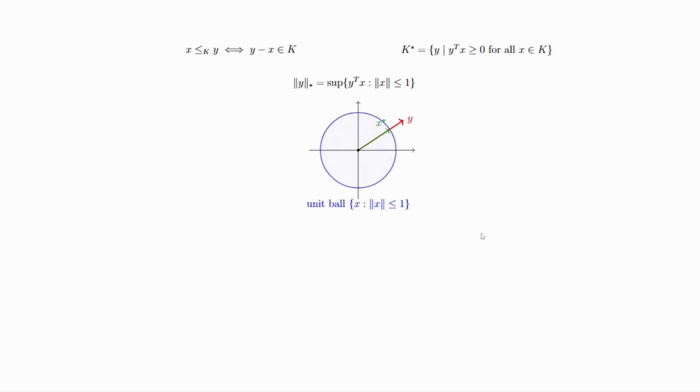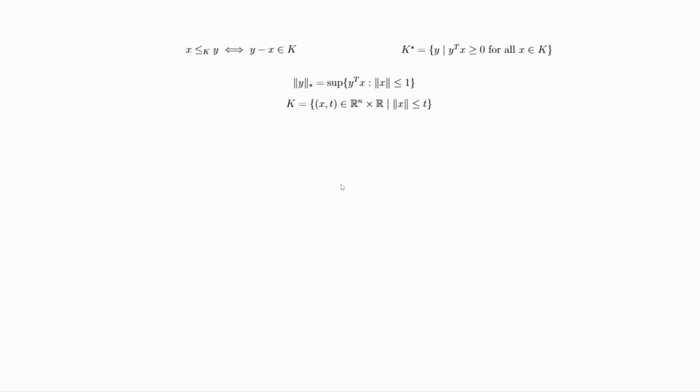So we can see here for L2, the unit ball is simply a circle. So this represents the maximum value of y transpose x over all x in the norm ball. So this is a nice geometric interpretation. The dual norm measures how much y can stretch when applied as a linear function to unit vectors. Recall the norm cone we studied earlier, K, associated with the norm. So this looks like a cone in R^(n+1), like an ice cream cone shape.